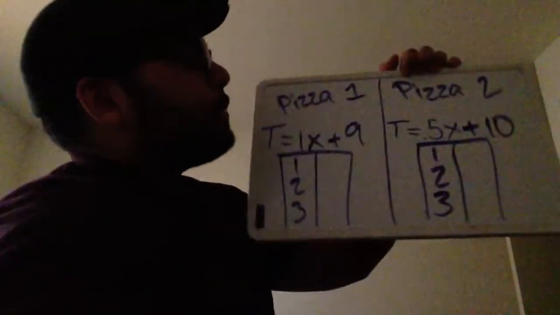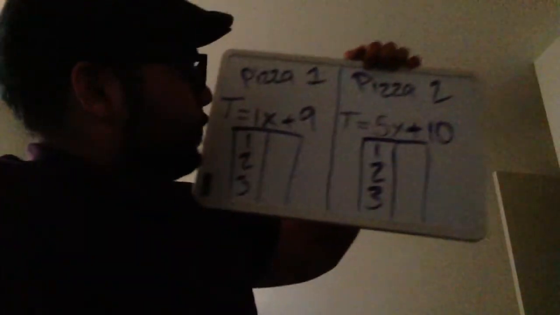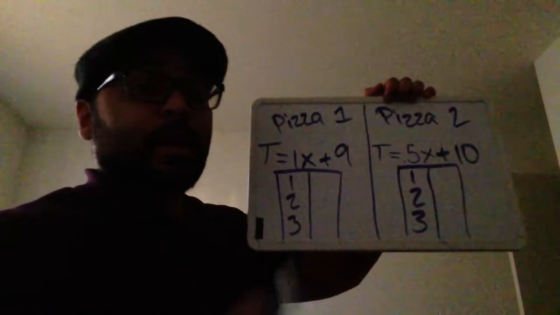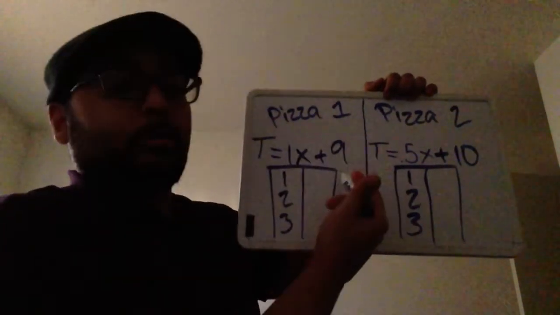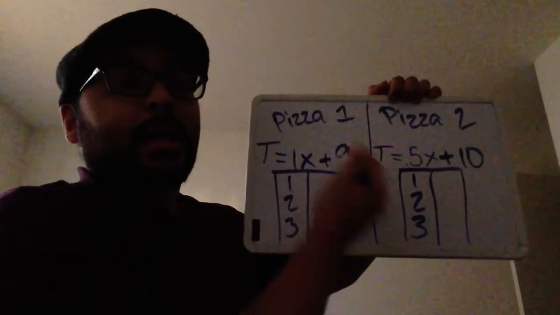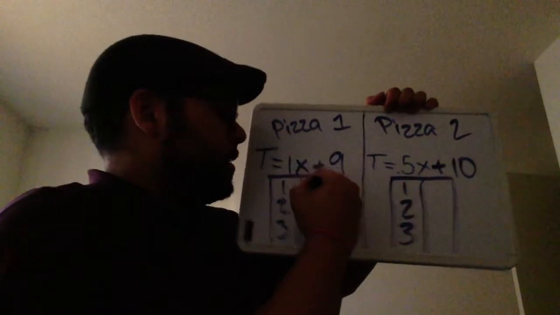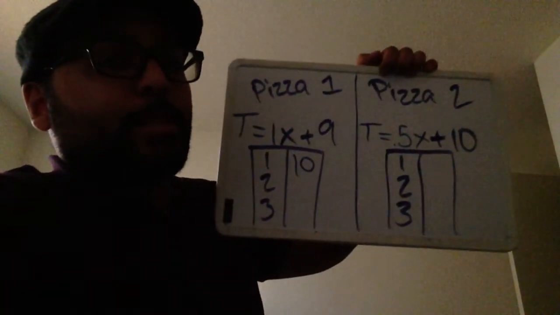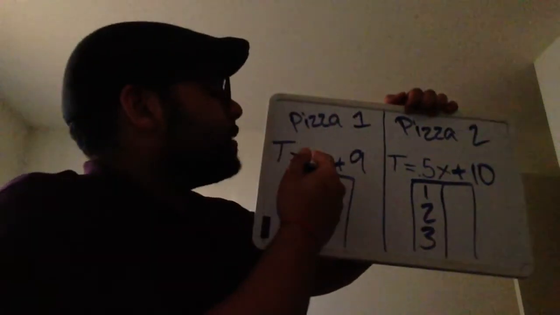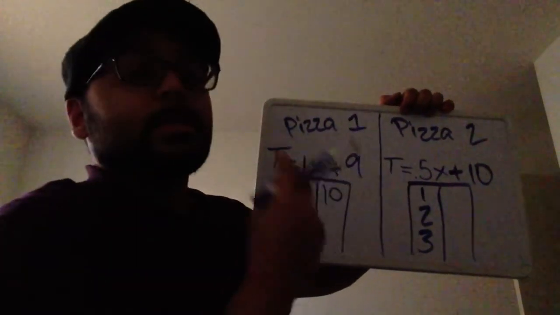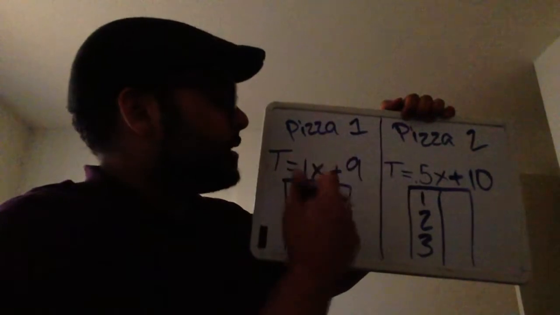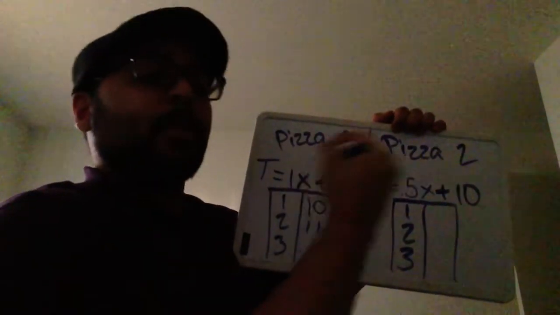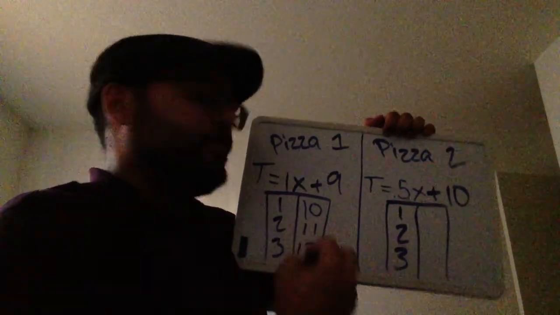Okay. Pizza place number 1. With 1 topping, it'd be $1 for that 1 topping. So $1 plus the original price of the pizza, which is 9. 1 plus 9 is 10. But if you wanted 2 toppings at pizza place number 1, well, $1 times 2 toppings is $2. $2 plus 9, 11. 3 toppings, $3, 9, 12.